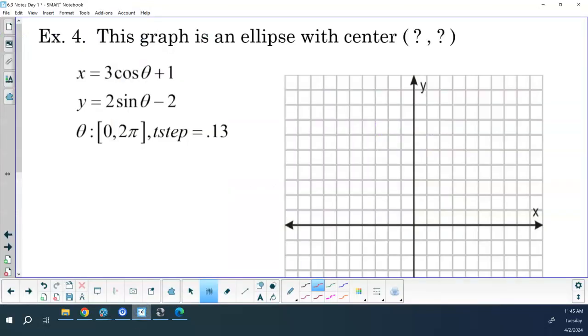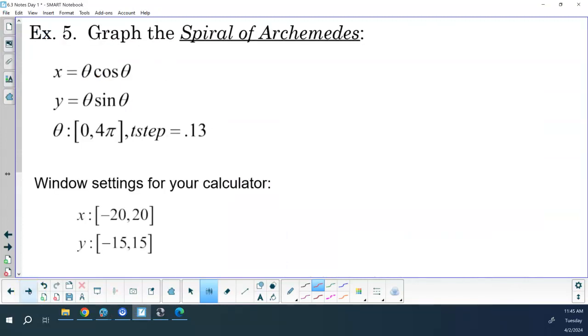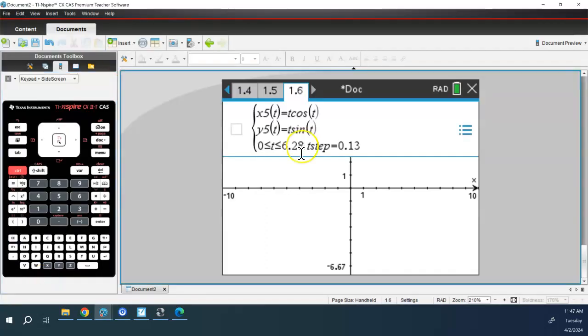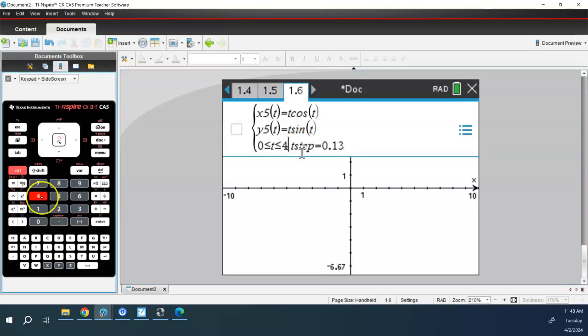Let's try the spiral of Archimedes with these window settings. Notice that your T range has changed. Another little helpful trick for you. We need to go from 0 to 4 pi. If you forget where the pi key is, even though it's labeled right down there, you can literally just type in pi. And it'll recognize it.